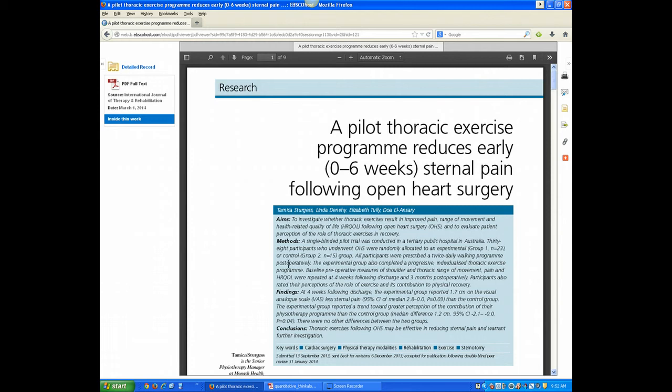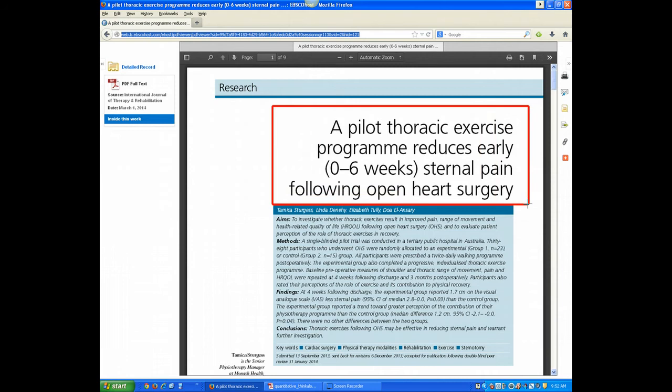So the first thing I notice about this particular article is the title here, A Pilot Thoracic Exercise Program Reduces Early Sternal Pain Following Open Heart Surgery. The title itself implies that there was a research question, and we're getting a little snippet of the results of the study, even in the title. I also notice up here in the upper left corner that this article is headed with "research" along the top, so that's a good indication to me that this is a research study.